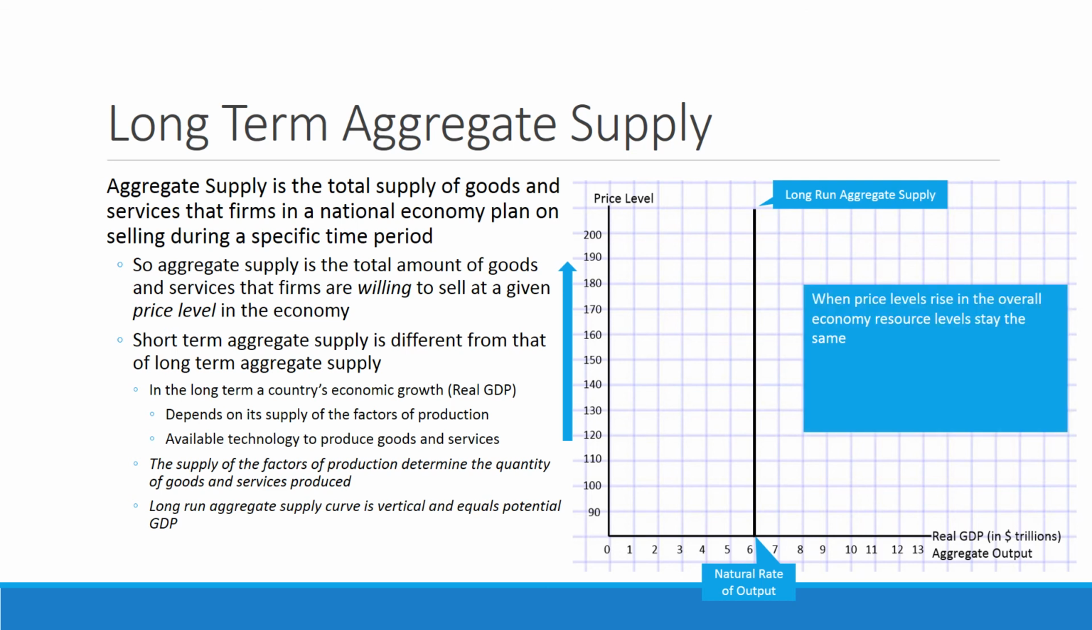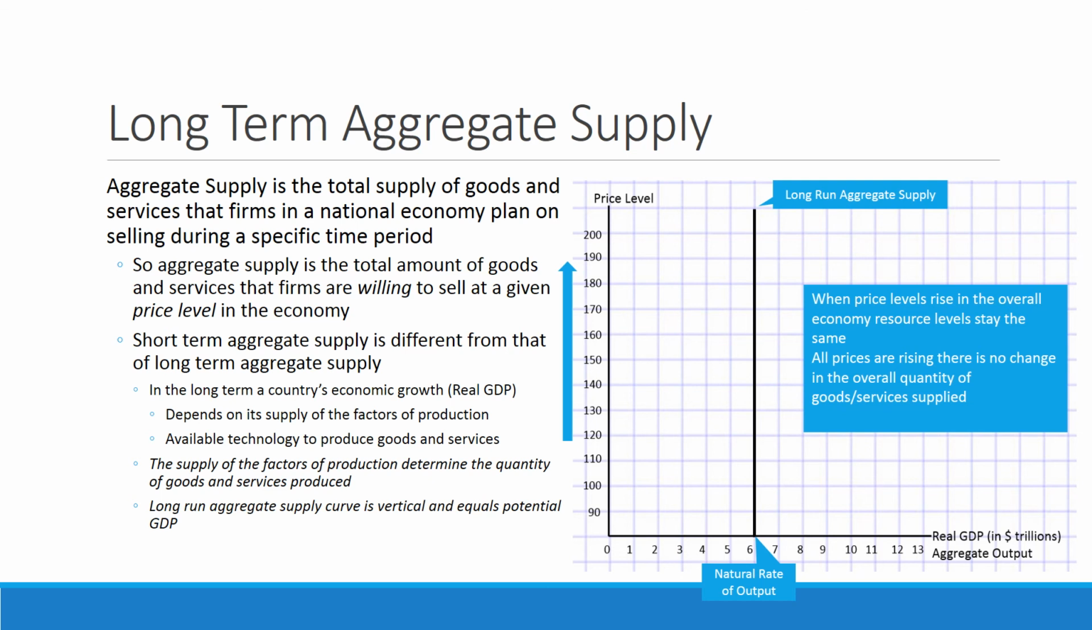So when price levels rise in the overall economy, resource levels stay the same. If you take the entire American economy, and price levels across the entire economy rise, resource levels are going to stay the same. Because all prices are rising, there is no change in the overall quantity of goods and services supplied. In other words, price levels rising in the long run don't change what we're going to produce. It's what's in the short run, however, that goes up and down.